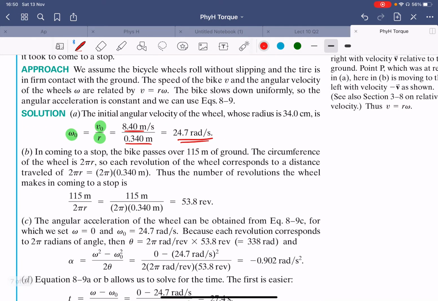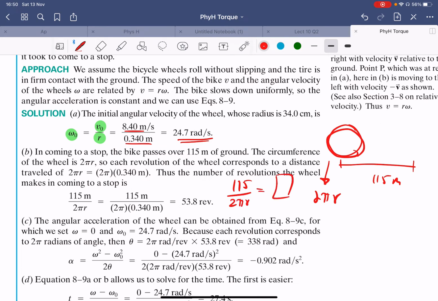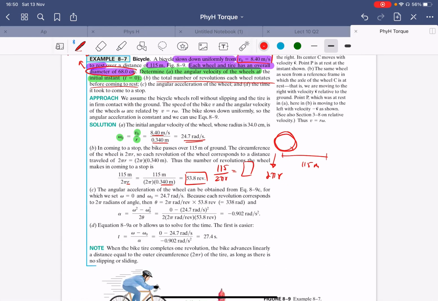So I know the radius, this is the circle, right? And the distance here is 115 meters. So one revolution is 2 pi times r. And how many revolutions is it? I will just take 115 divided by the circumference that it is rolling, so I will get the total revolutions. This is what they did. Put the value of r in, you get 53.8 revolutions. Okay, the rest just apply the equations of motion.